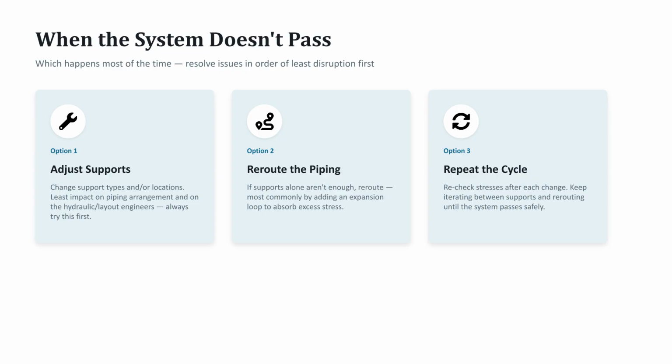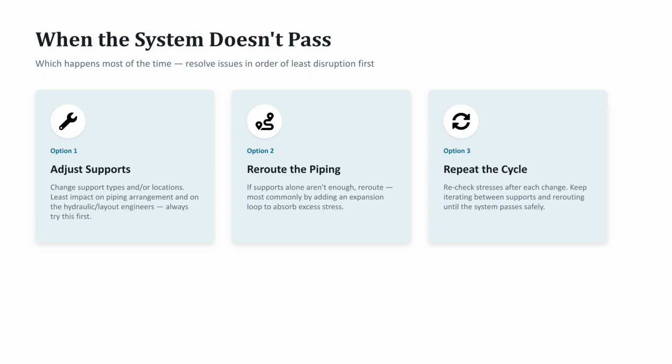Here's how you resolve it, in order of least disruption first. Option 1. Adjust supports. Change support types or locations. This has the least impact on the piping arrangement and on the hydraulic and layout engineers, so always try this first. Option 2. Reroute the piping. If adjusting supports alone isn't enough, you reroute, most commonly by adding an expansion loop to absorb the excess stress.